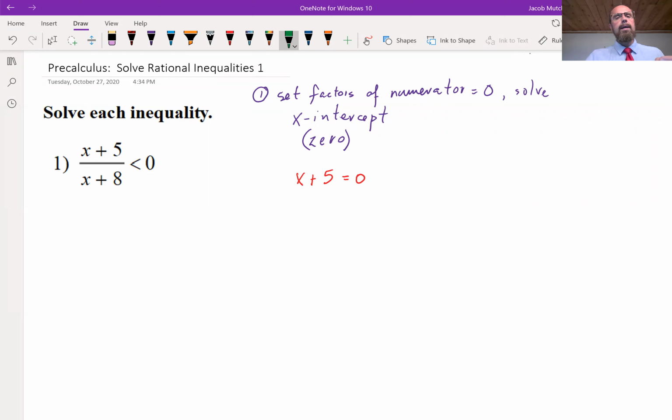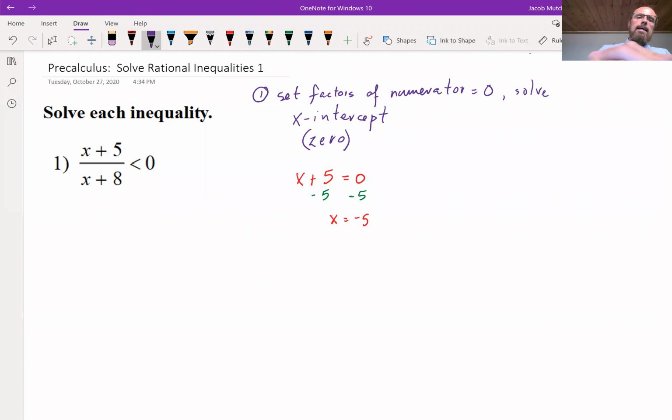If I can do that, 0 divided by anything except for 0 is going to be 0. And that'll give me a way to compare left and right, which parts are less than 0. So I'm going to subtract 5, and I see that I've got an x-intercept or a 0 at x equals negative 5.